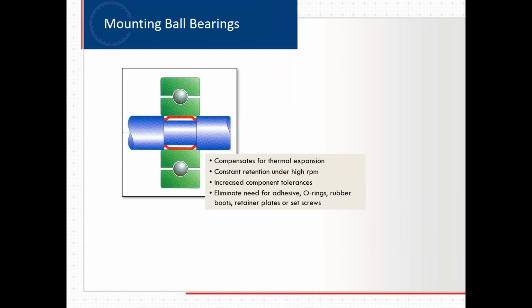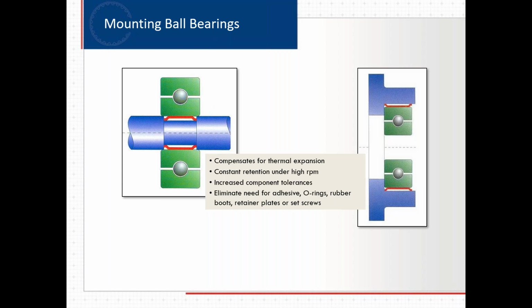So tolerance rings allow ball bearings to compensate for thermal expansion. They provide constant retention under high RPMs. They allow for increasing component tolerances, going from ground finishes to machine finishes. And they can eliminate the need for adhesives, O-rings, rubber boots, retainer plates, and set screws.